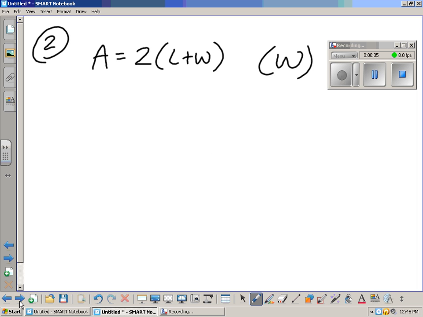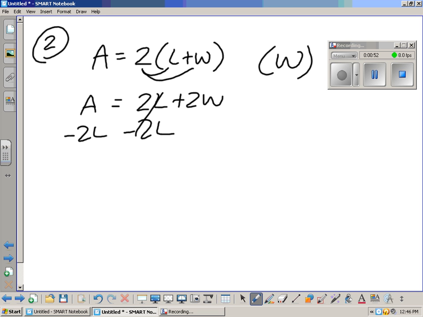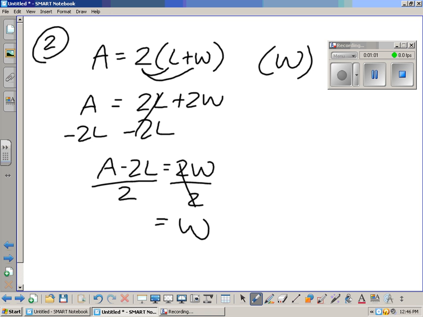Number 2, I'm going to use two methods. The first way is going to be a way that takes longer. So I'm going to use the distributive property. Then I'm going to subtract, actually, I'm going to subtract the 2L. And then I'm going to divide both sides by 2. So W is equal to A minus 2L divided by 2.